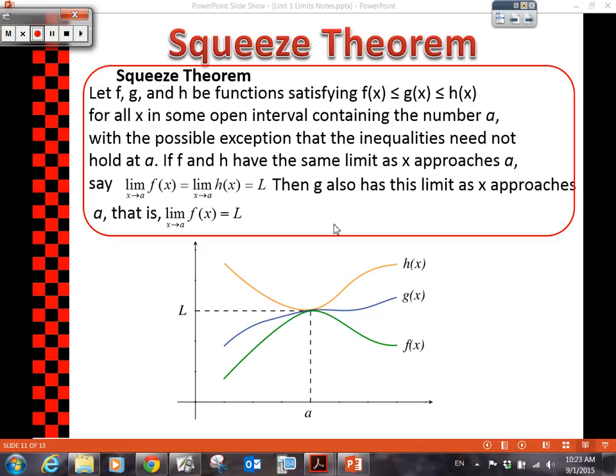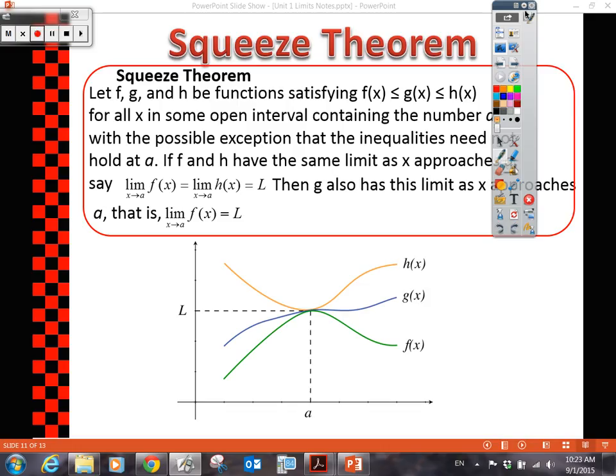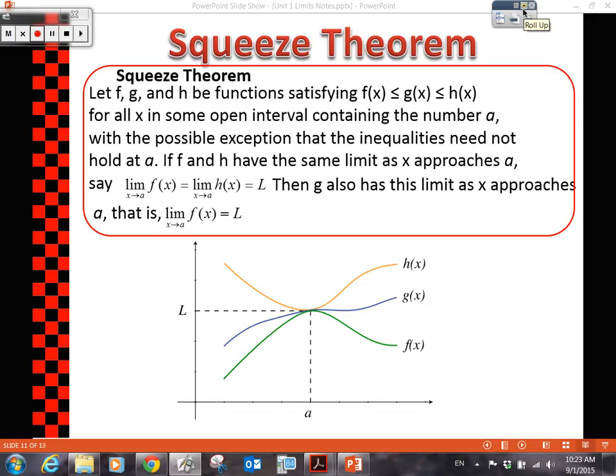And so we would let f, so I'm going to read through the theorem itself. So f, g, and h are functions that satisfy this inequality. Now sometimes you're going to be given the inequality, that's kind of nice. And sometimes you're going to have to create the inequality. And I have an example of each type, where you're given the inequality and where you have to create the inequality. So f is smaller than g, which is smaller than h.